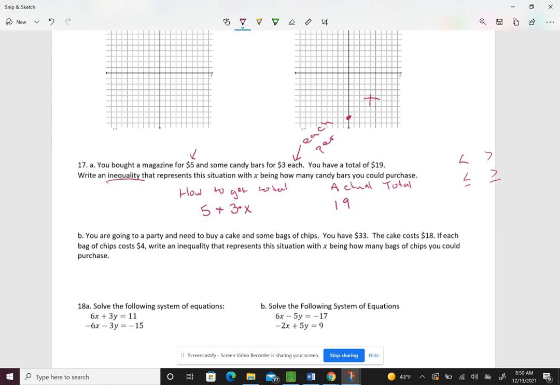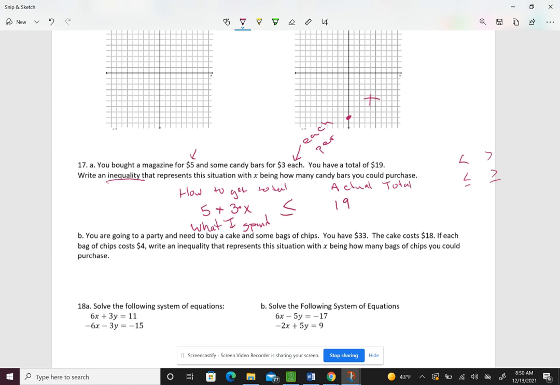So I know that what I spend, this side, is what I'm spending. I understand that this has to be smaller than my $19 because I can't spend more than 19. It's just not possible. So this is where we have to understand this is less than, okay? Because what I want to spend has to be smaller than 19. So what I spend is lesser than 19. So it's pointing to the left.